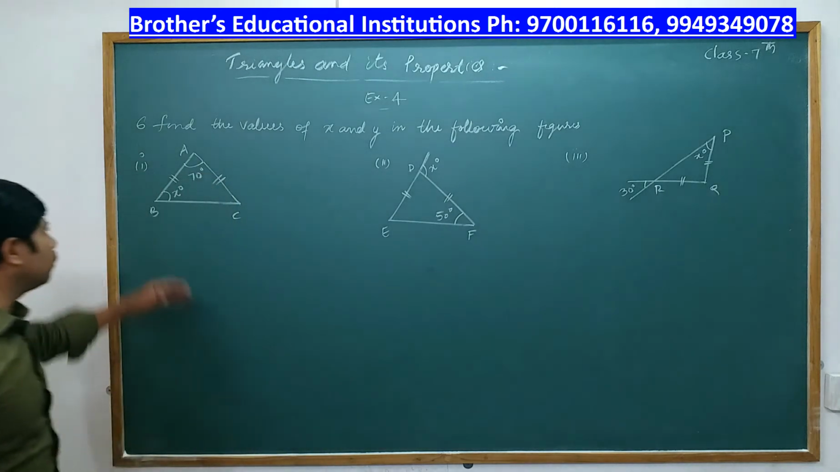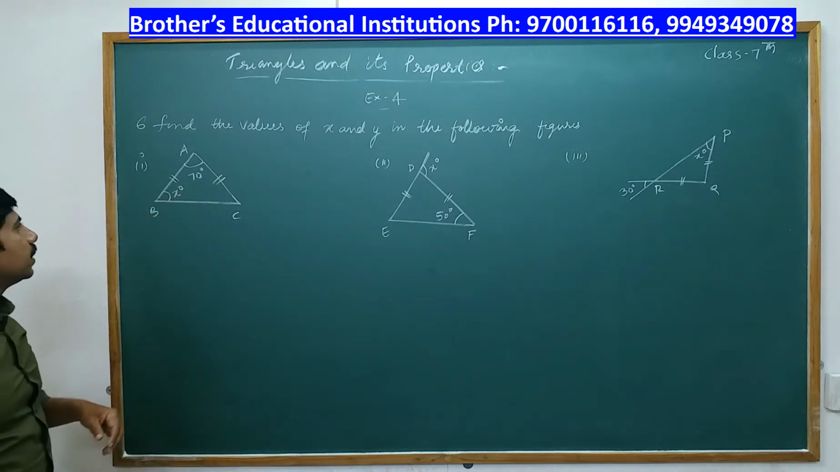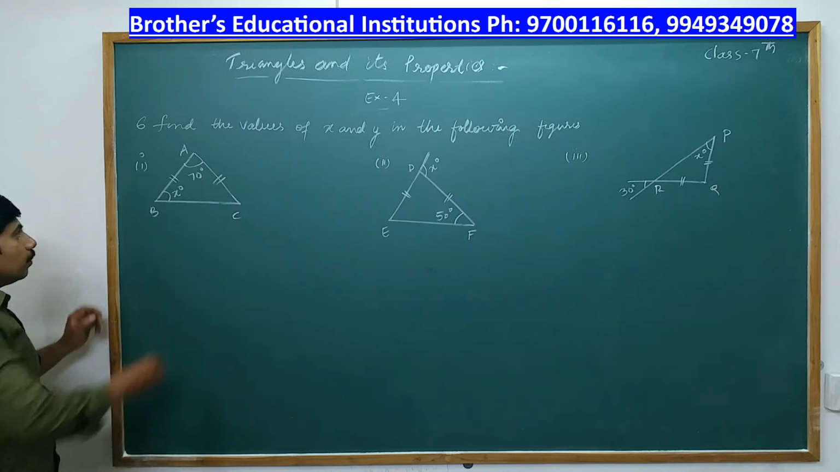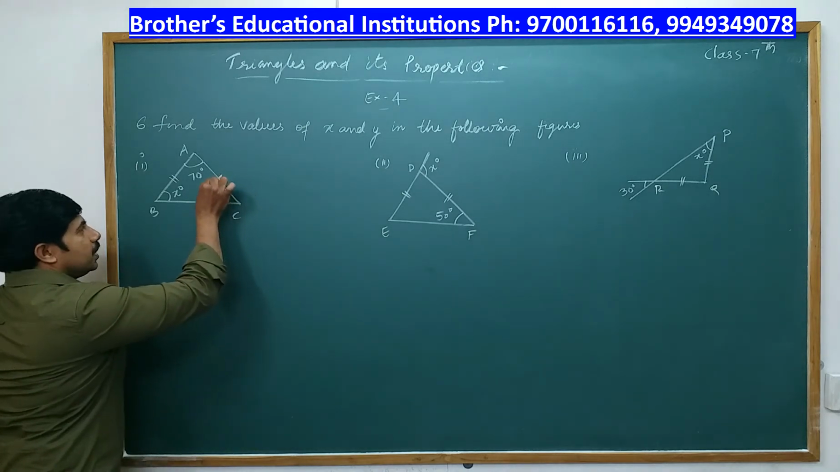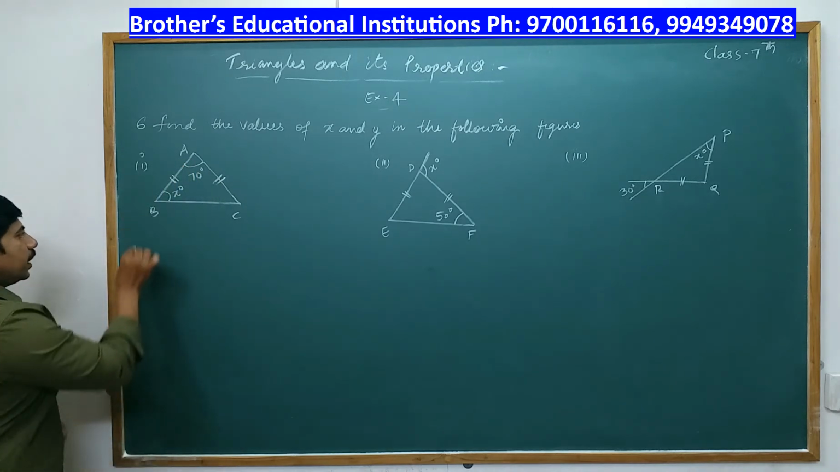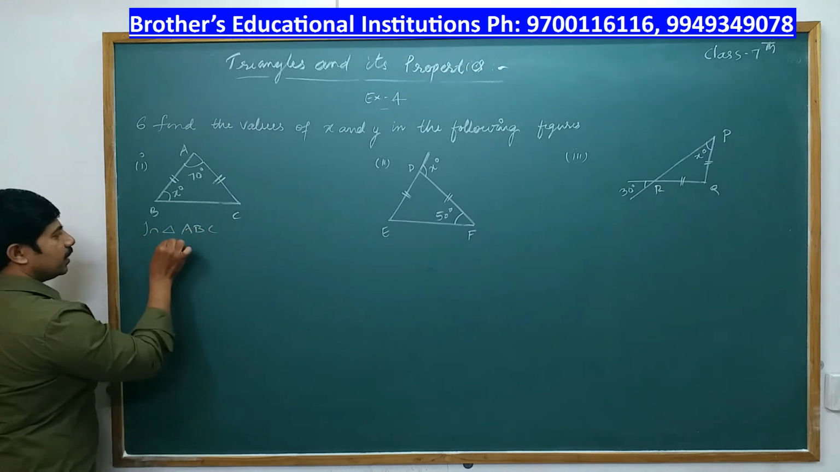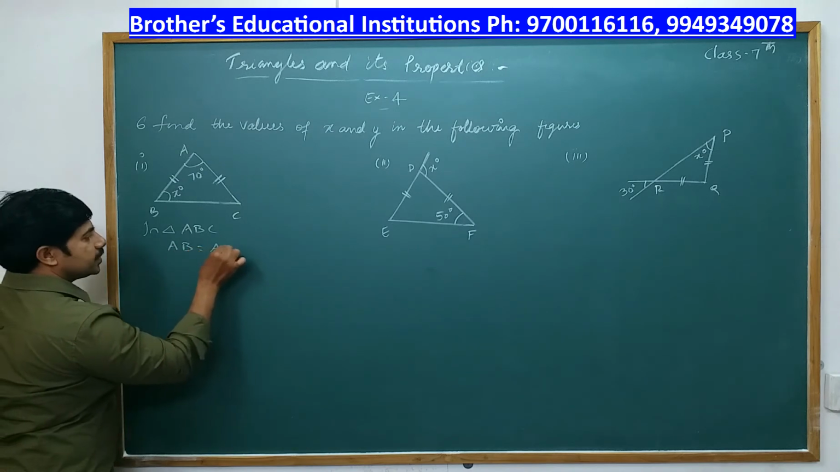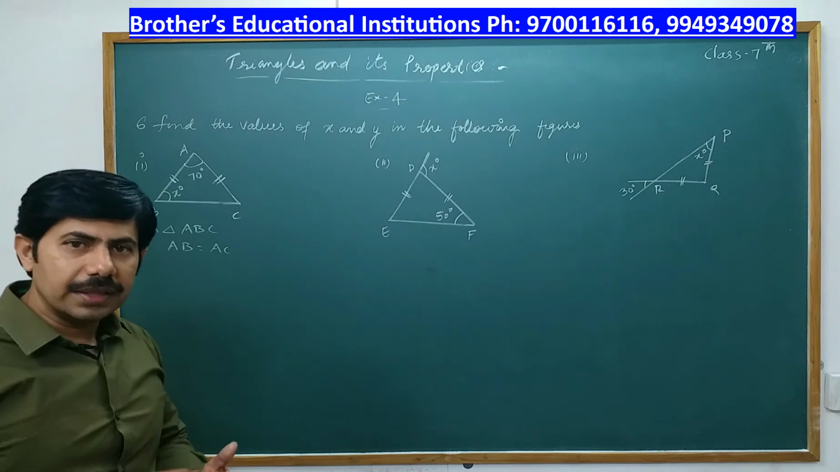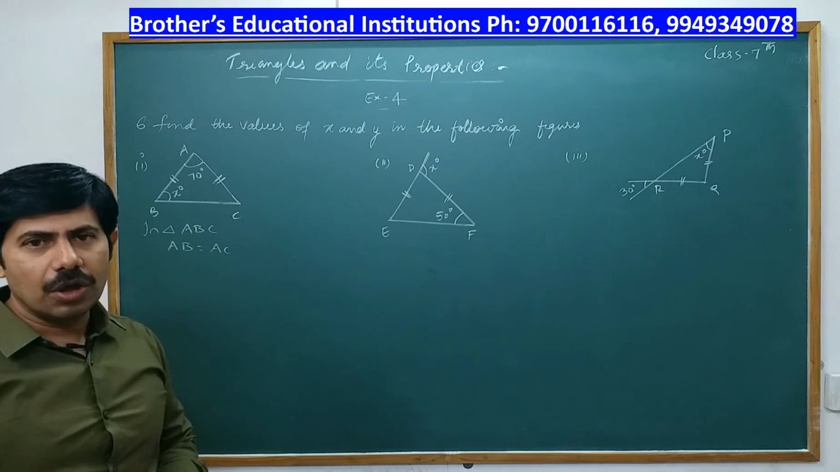So the first problem, we have a triangle ABC, angle A is 70 degrees, angle B is x. So we have to find out x in this triangle. Now we find some markings on the sides. The meaning of these markings is two sides are equal. So here in triangle ABC, it is given that AB is equal to AC. Remember that property in a triangle: if two sides are equal, then opposite angles are equal.